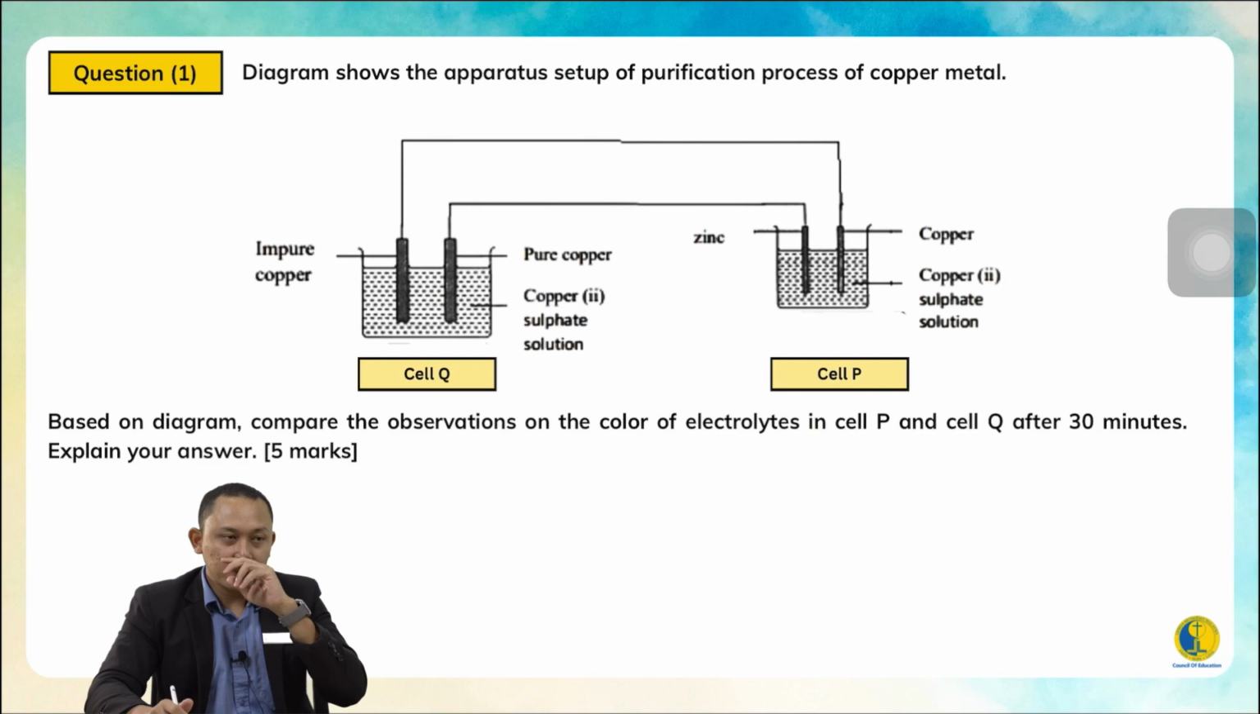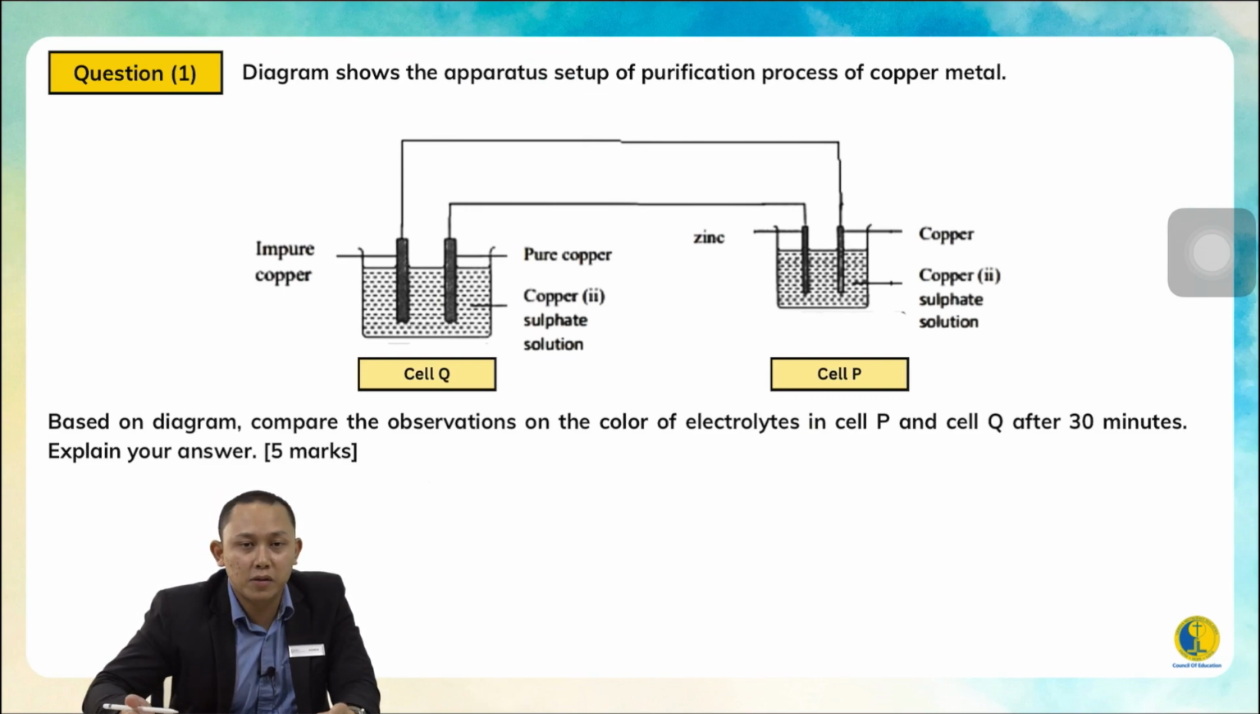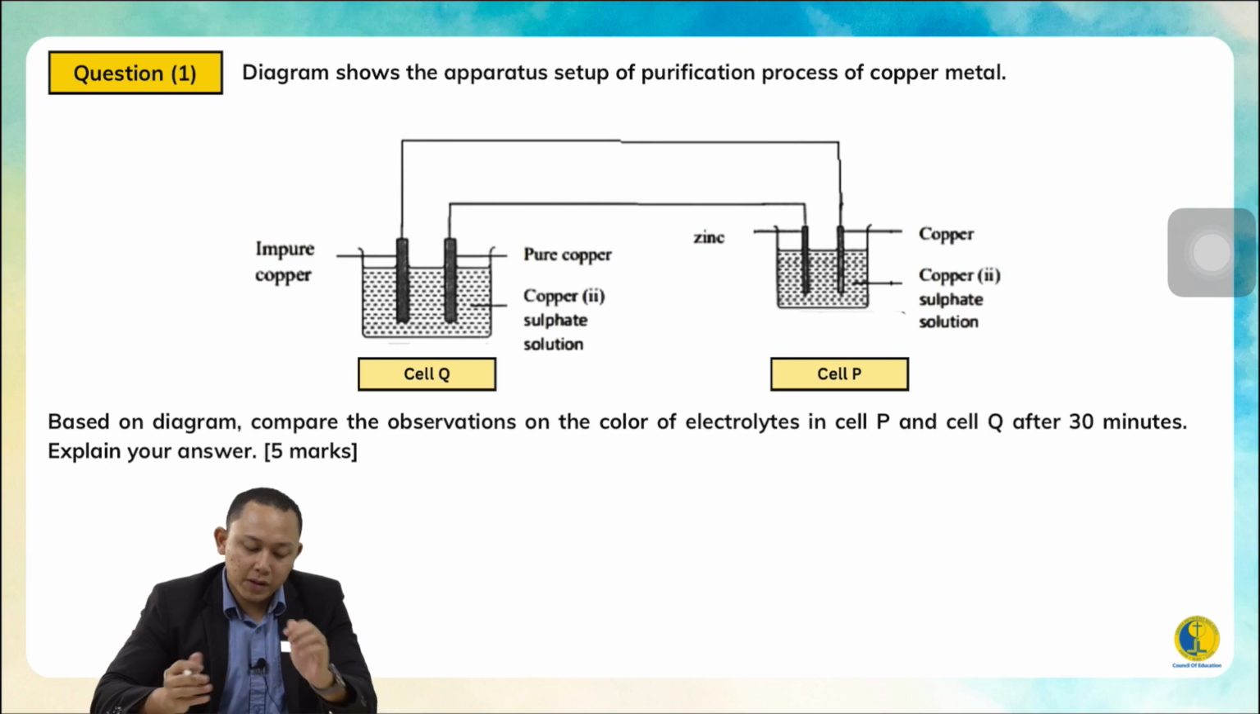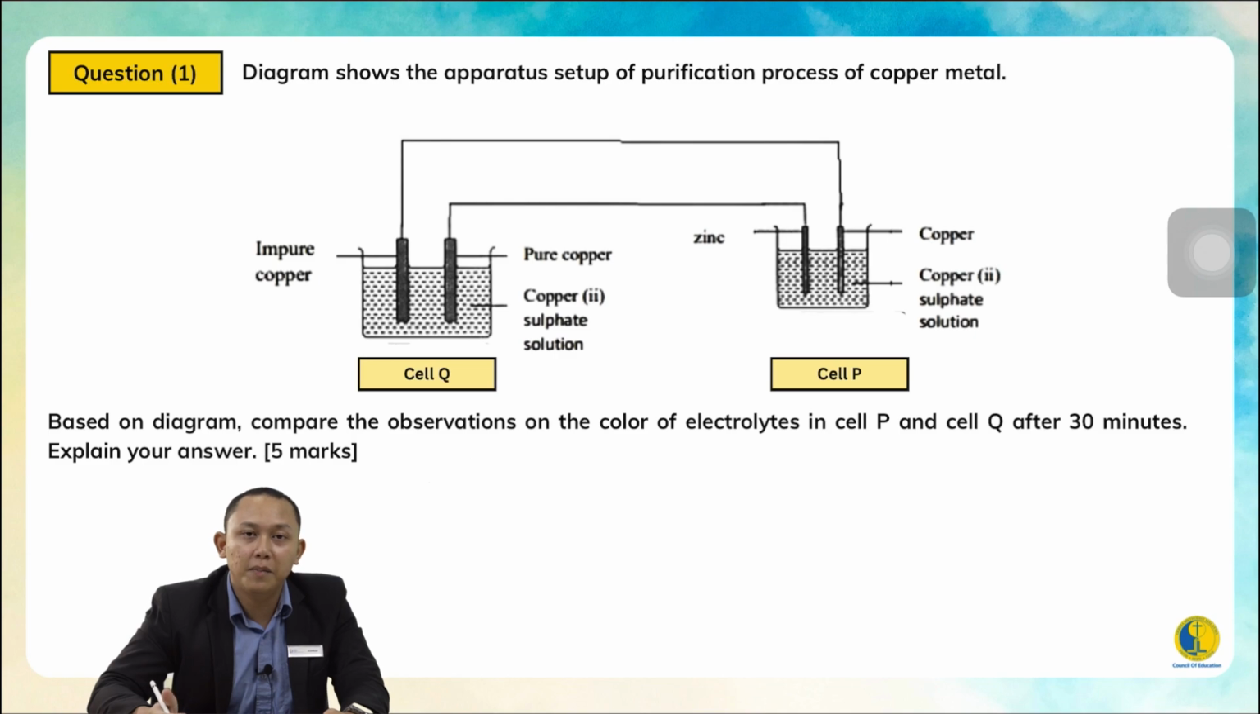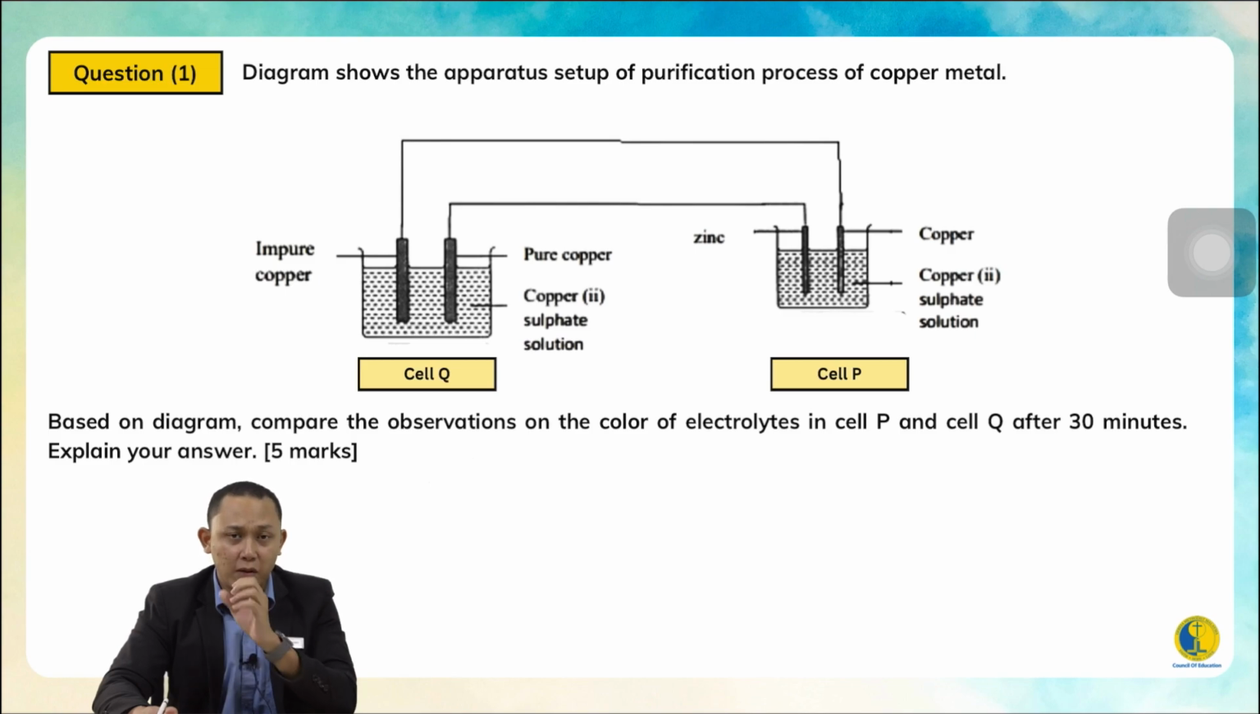This question, I encountered two times in previous trials. We're going to see how to get 5 marks from this question. The diagram shows the apparatus setup of a purification process of copper metal. If you see from this setup, there is no battery, but you can see on cell Q, both are using copper as the electrode. For cell P, we are using zinc and copper, different metals, as our electrode.